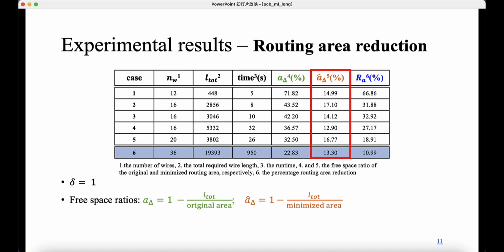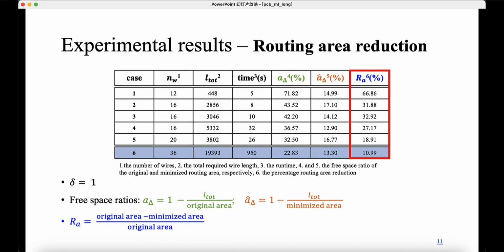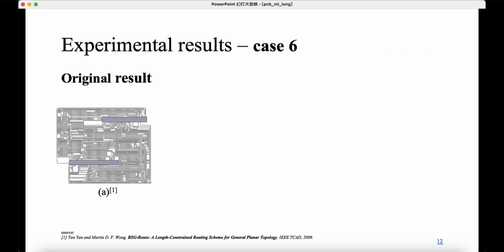As shown in the table, our method can effectively reduce the free space ratio to less than 18% in all cases. On average, the required routing area decreases by 31% compared to the original routing result, leading to lower manufacturing costs. Further, we show the experimental results for case 6.